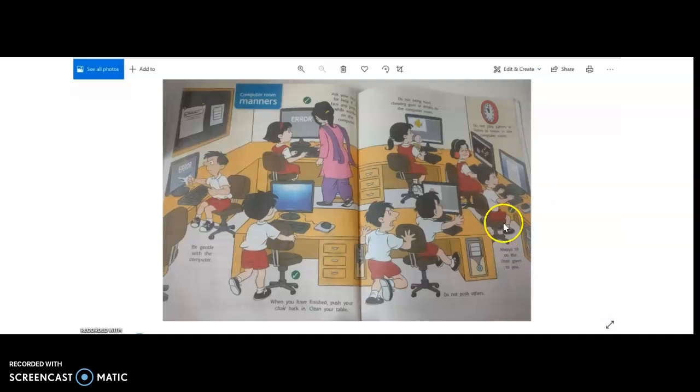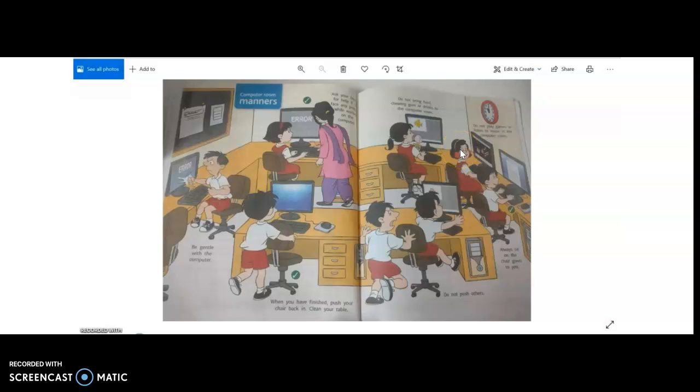Next. Always sit on the chair given to you. When some place is allotted to you by the teacher, you should sit in that particular place only. You should never change your places or move here and there in the lab. That is a bad habit. You should sit wherever it has been allotted to you by the teacher.